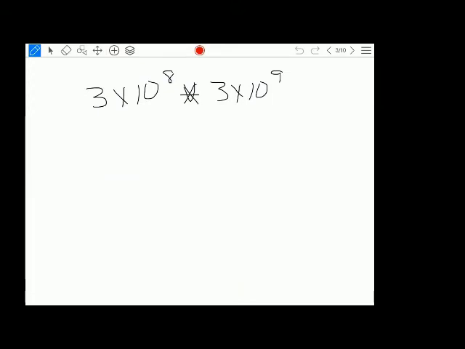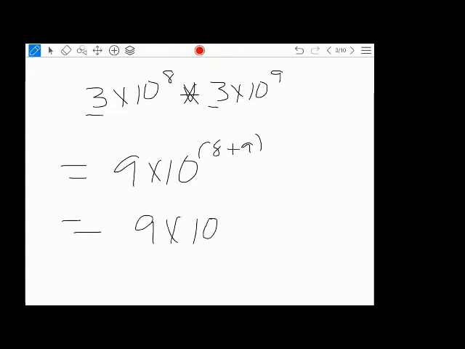So first, I've got two numbers expressed as scientific notation with exponents, and I'm multiplying them together. A quick way to do this would be to multiply the first numbers to get 9 times 10, and now I will add my exponents. 8 plus 9 is 17, so my result is 9 times 10 to the 17.